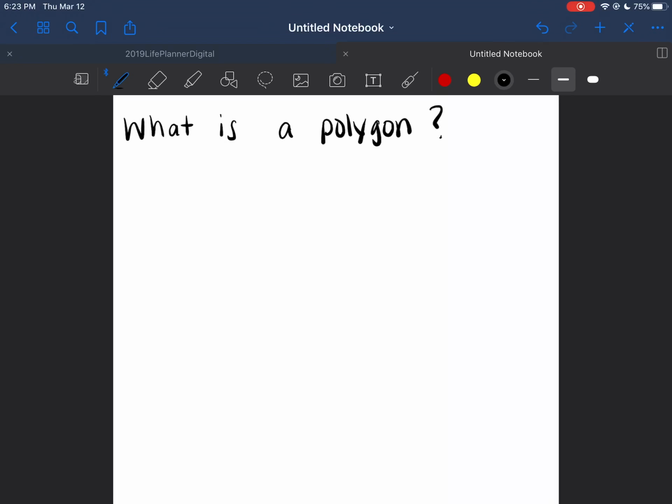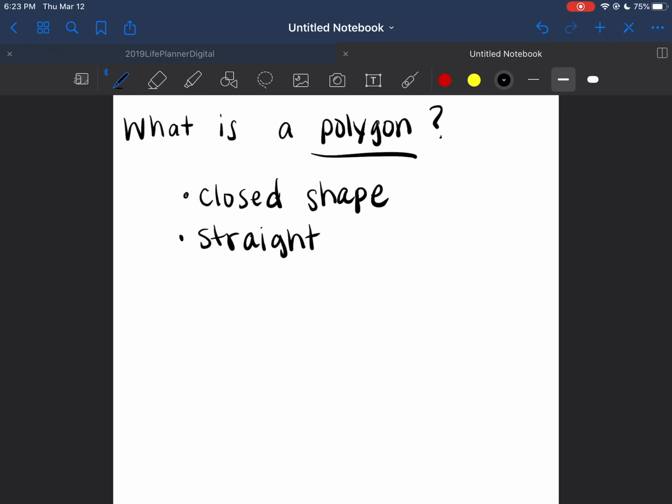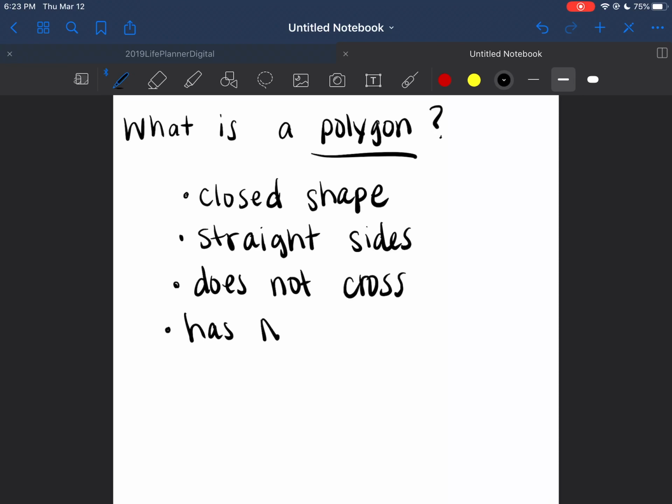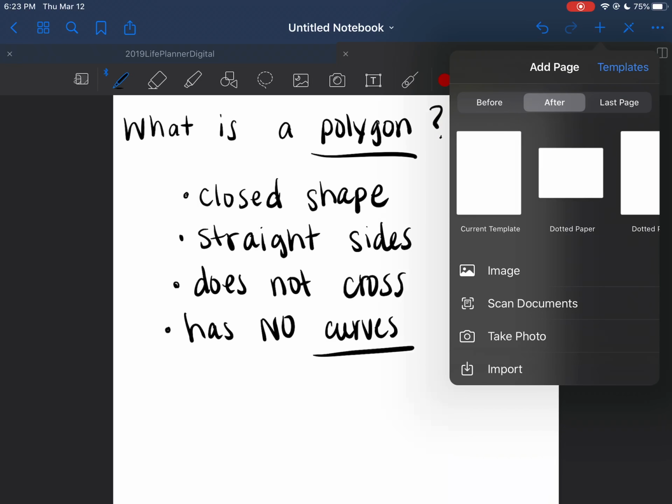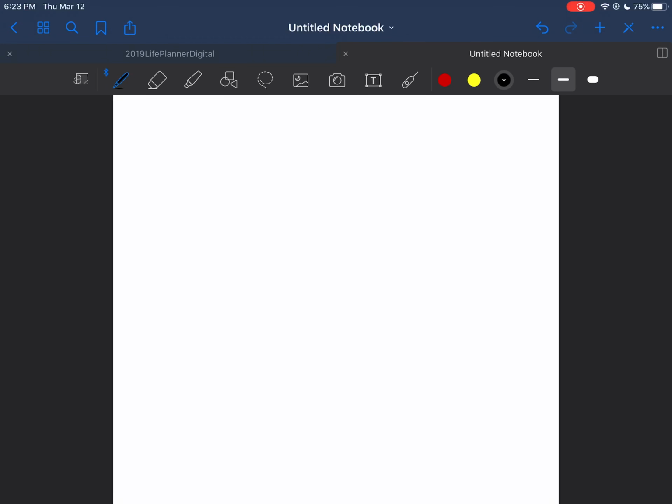We've spent a lot of time the last 2 weeks talking about what polygons are. A polygon is any closed shape that has straight sides, does not cross, and has no curves. So I'm going to give us some examples of polygons and some examples of non-polygons.